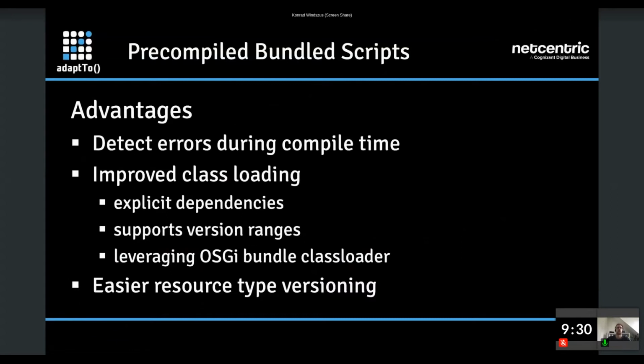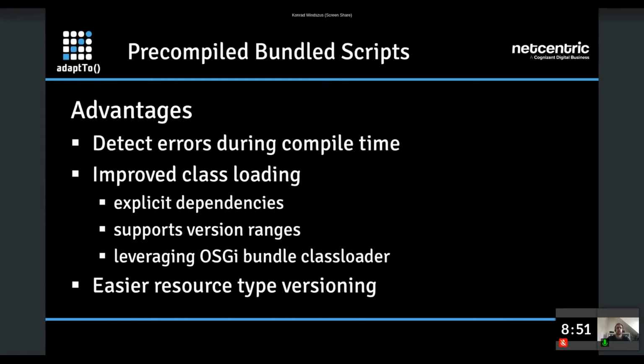The advantage of using precompiled bundle scripts instead of regular resource scripts is that you can detect errors much earlier, during compile time already. There's much improved class loading. If you have a closer look at the class loader used by resource scripts, you see there is a lot going on, a lot of overhead. If you can bring it back to regular OSGi class loading, that simplifies a lot of things.